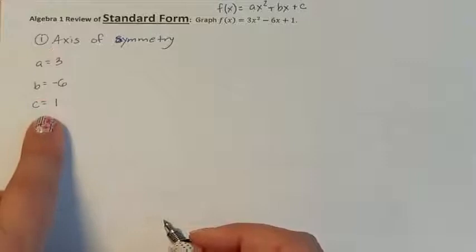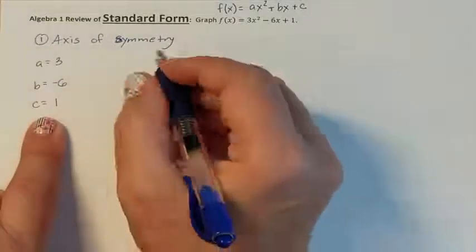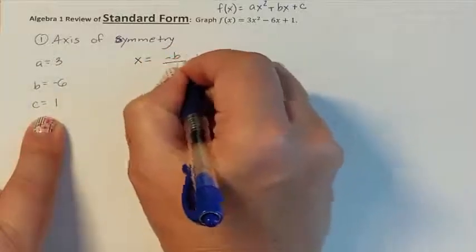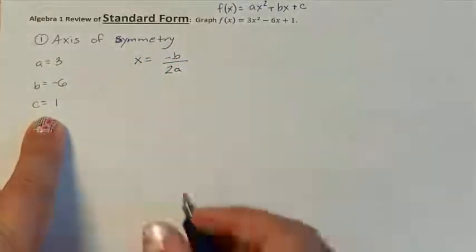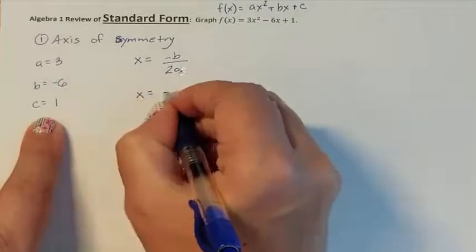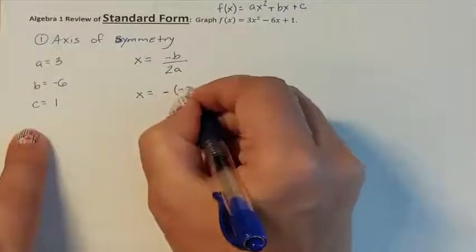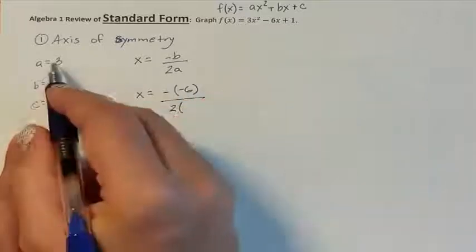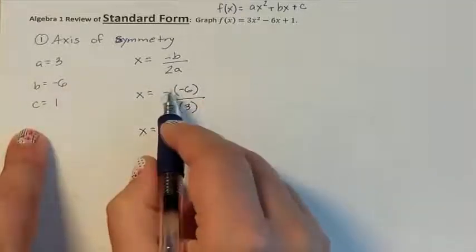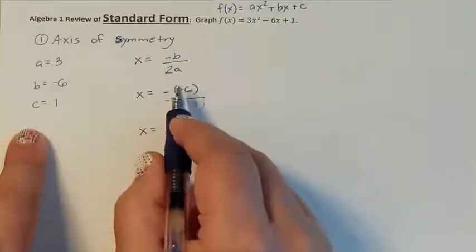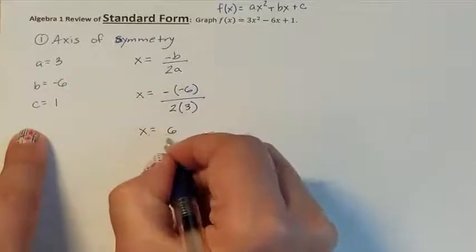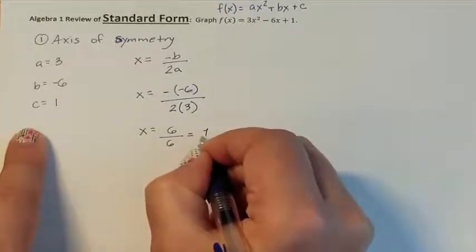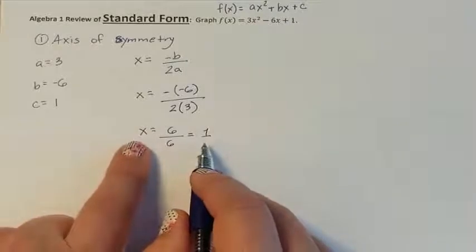I need to use my ABCs. The axis of symmetry equation for standard form is x equals -b divided by the quantity of 2a. So I have x equals negative, my b is -6, so I've got the negative of -6, all over 2 times my a, which is 3. So x is the opposite of -6, or +6, over 2 times 3, which is 6. So I have my axis of symmetry being x equals 1.